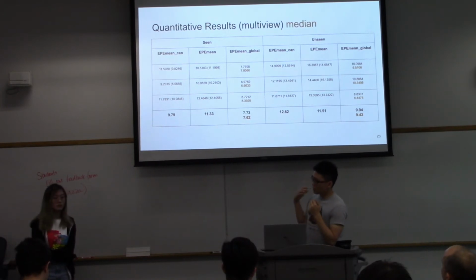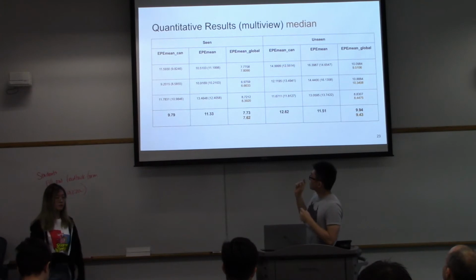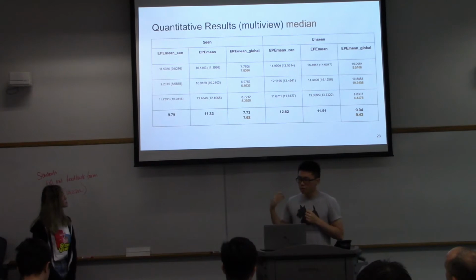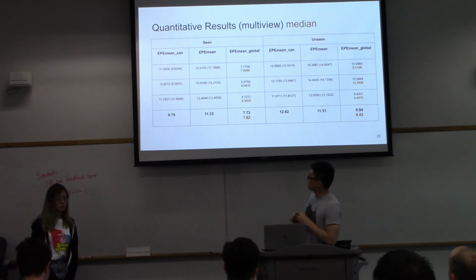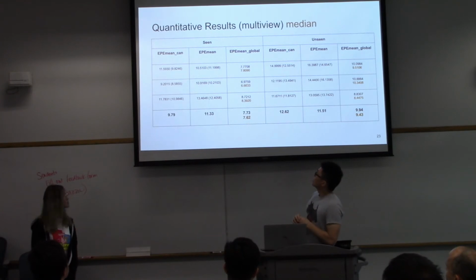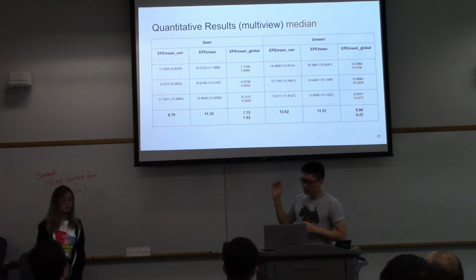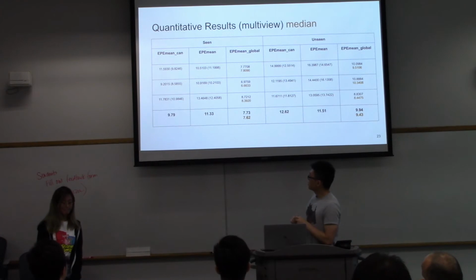And just look at the last row. There are 3 subjects, so we come to a different result. The orange numbers are the median of all the 3D joints predicted by this network, and the black numbers are the mean. So EP mean global is the 3D joint predicted by all views averaged together.